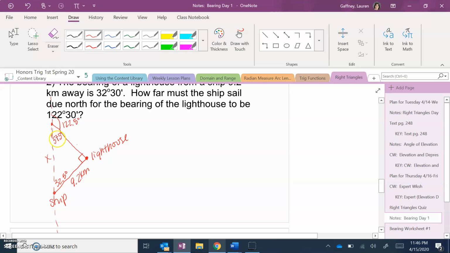Okay, so I chose to use the 57.5 degree angle. You could use 32.5. It doesn't matter. It would just change which trig function you use. So from here, I have my opposite and my hypotenuse again. So I did sine of 57.5 degrees equals 9.2 over x. Okay, so if I would cross multiply, I'm essentially taking 9.2 divided by that sine of 57.5 degrees, and I would get 10.9 kilometers.